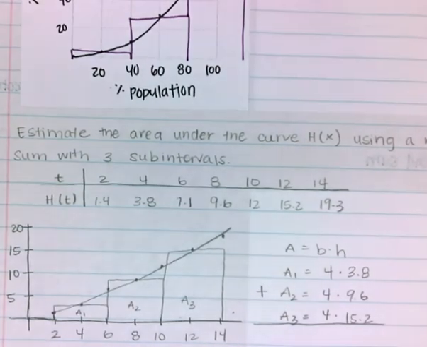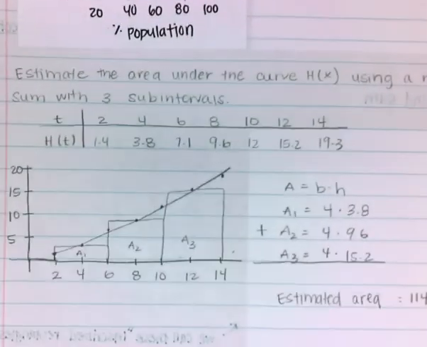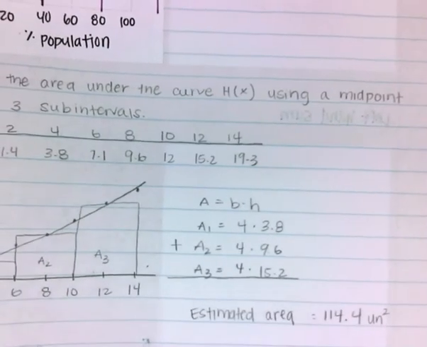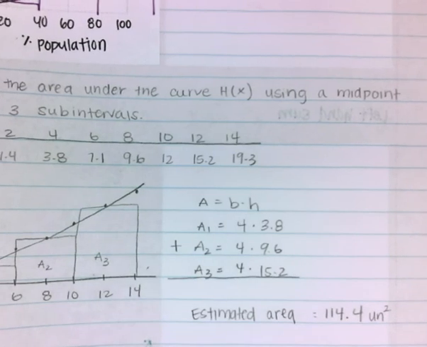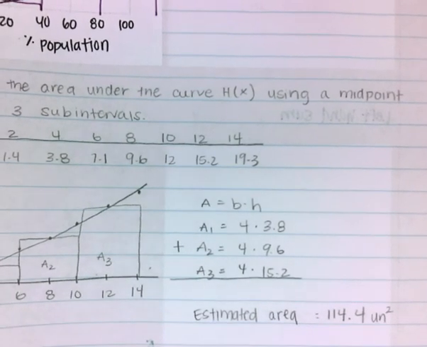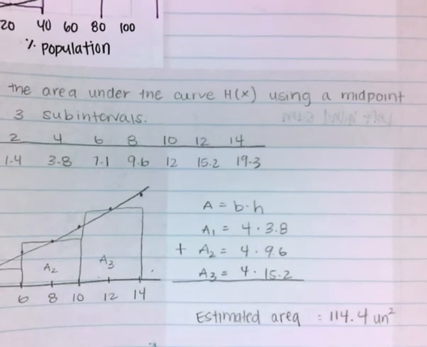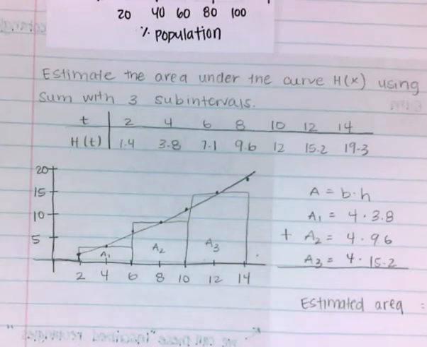So it just depends on what data you were given originally, if you can use midpoint or not, just because it needs to be an odd amount of data points. So you have your estimated area is 114.4 units squared. Okay, so those are your 4 numeric methods. So these are numeric methods of what they called. So right-hand sum, left-hand sum, midpoint, and trapezoidal.